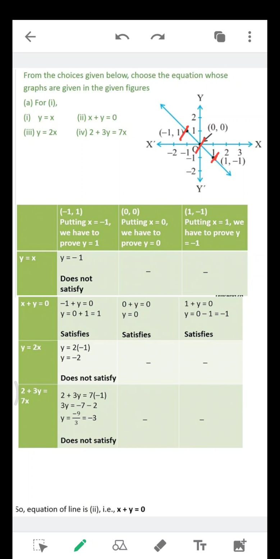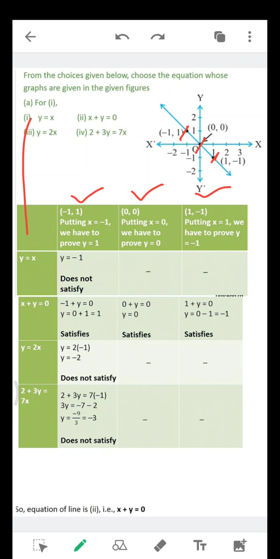So we'll proceed now. Minus 1 comma 1, 0 comma 0, 1 comma minus 1 are the points I have taken. We'll substitute one by one. In the first equation I am substituting y is equals to x. So what is x and y in our minus 1 comma 1? x is minus 1 and y is 1.